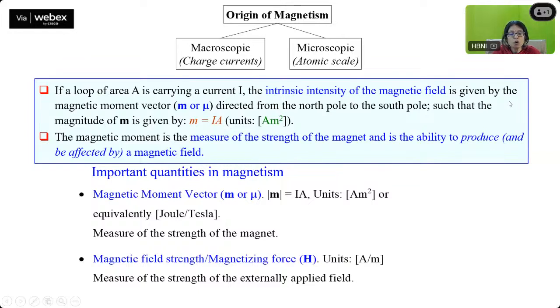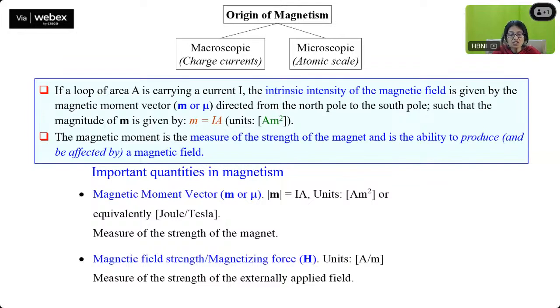Then the magnetic moment is the measure of the strength of the magnet and is the ability to produce as well as to be affected by a magnetic field. So there are a few important quantities in magnetism which you should now revise before we go into magnetic materials in depth. One is the magnetic moment vector, which I said is Ia, the measure of the strength of the magnet.